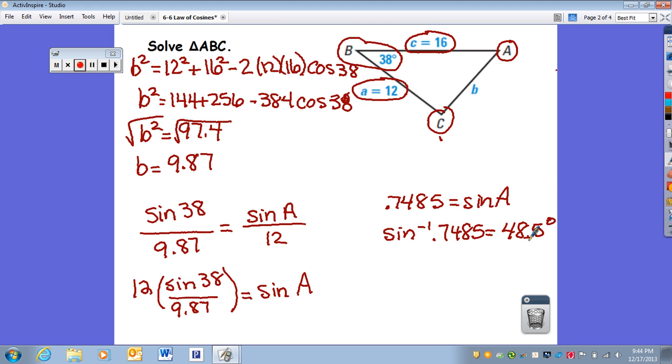So now, since I know that angle A is approximately 48.5 degrees and angle B is 38 degrees, we can add those two together and subtract from 180 degrees, and angle C then is approximately 93.5 degrees.